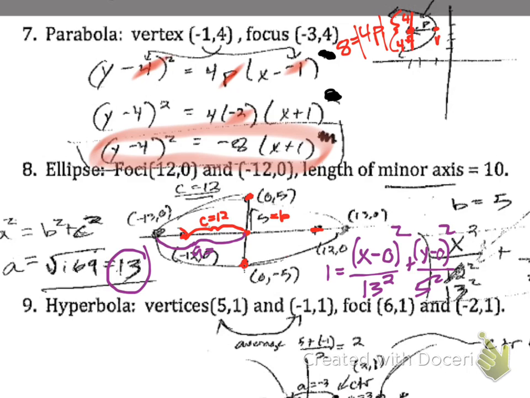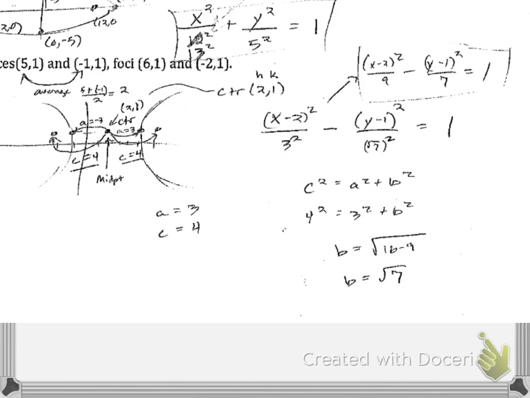So I'll pause this and get another picture going. So here's that picture of the hyperbola problem down on the bottom. And what you get are, in a hyperbola, there's only 2 vertices.